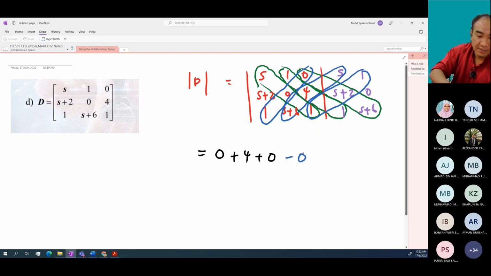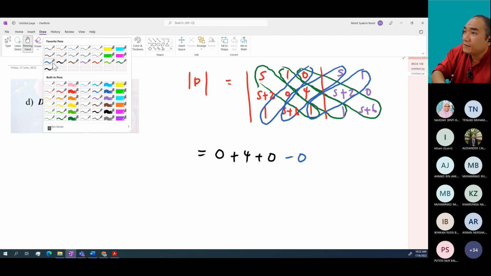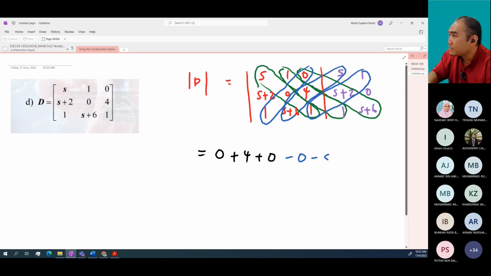Minus with 0. And then, minus with S times 4 times S plus 6. Kan, S darab 4, darabkan dengan S tambah 6, to give us minus with S, darabkan dengan 4, darabkan dengan S plus 6. Okay. Minus with, another one is going to be 1 times S plus 2 times S plus 2. Minus with 1 times S plus 2 times S plus 2 and then plus with 1.